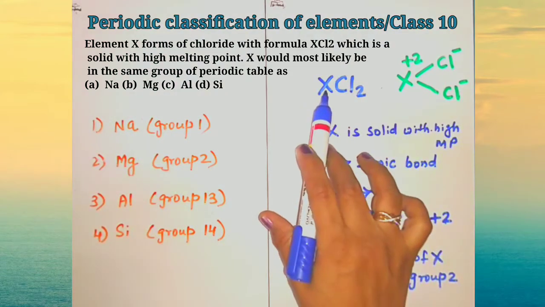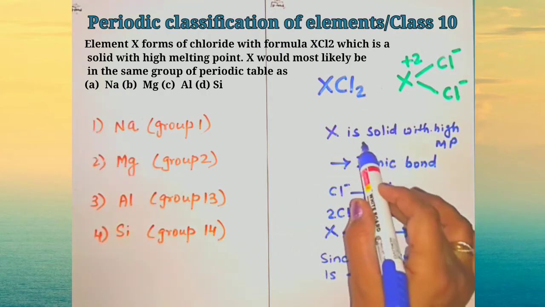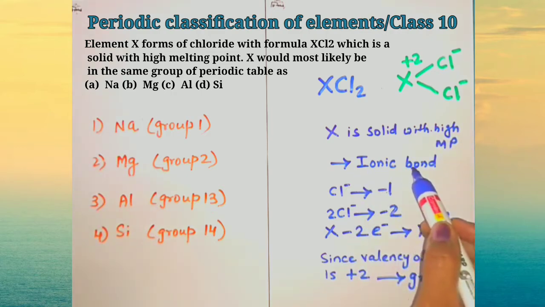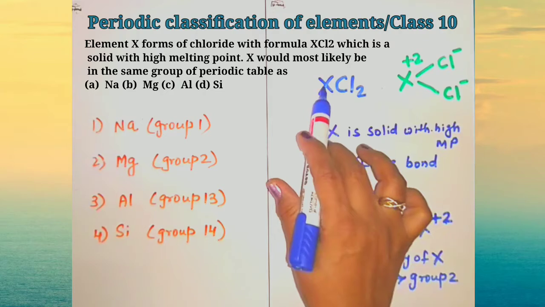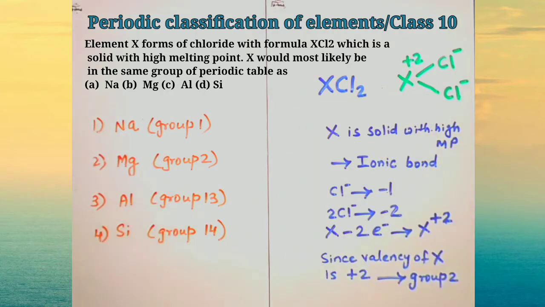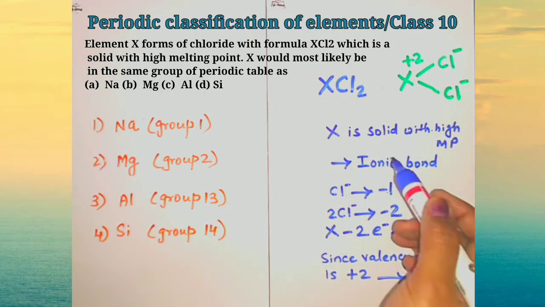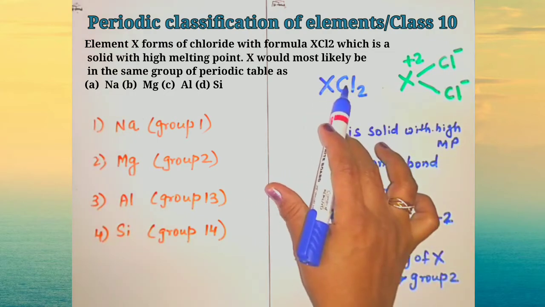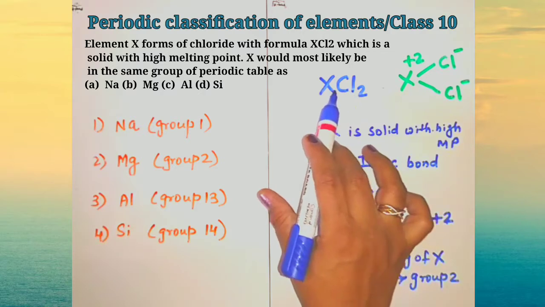We are given that XCl2 is a solid with a high melting point. If it is a solid with a high melting point, that means it is an ionic compound, and the bond formed between these two elements is an ionic bond. An ionic bond is one in which elements give and take electrons; they don't share electrons.